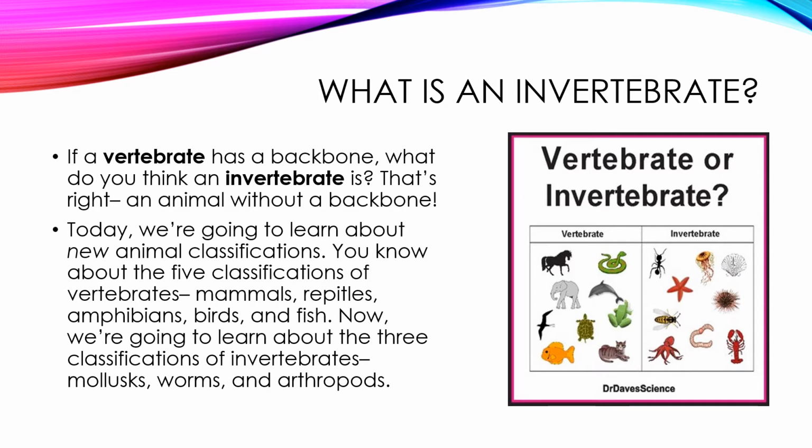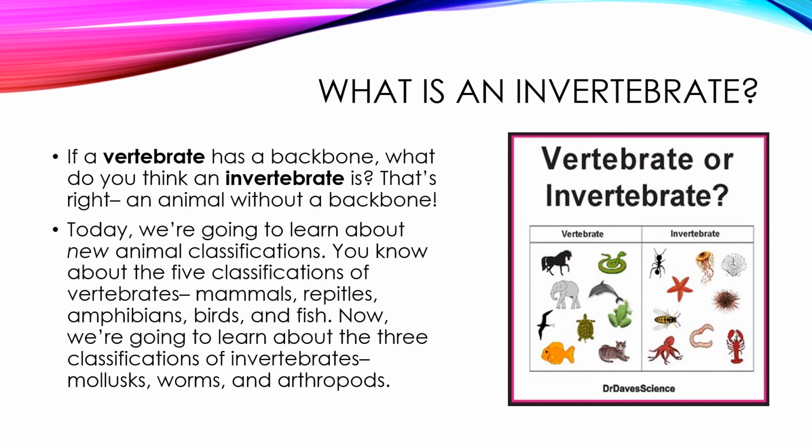You already know about the 5 classifications of vertebrates: mammals, reptiles, amphibians, birds, and fish. Now we are going to learn about the 3 classifications of invertebrates, which are mollusks, worms, and arthropods.